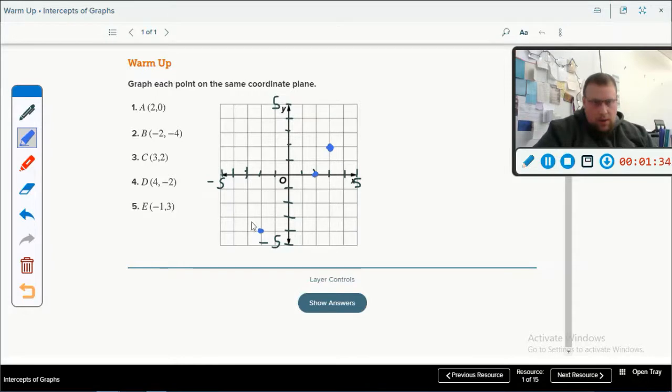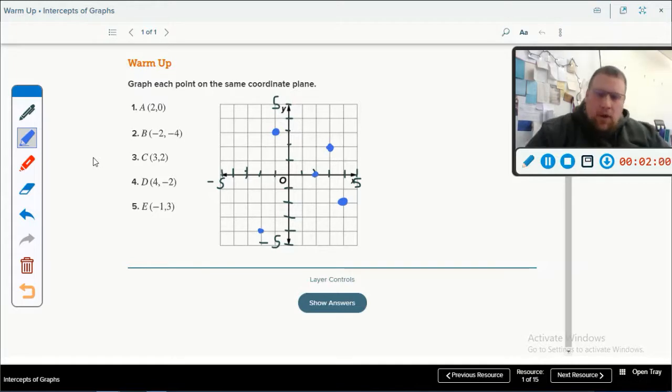Now we're on to, and what was this, by the way? Let's see, this was a, oh no, we don't need to label it. You guys know what we're doing. Let's see, we're A, B, C, D is 4, -2, so 1, 2, 3, 4, and then down 2. And E is -1, up 1, 2, 3, boom. There we go. Hopefully your graph looks like that.